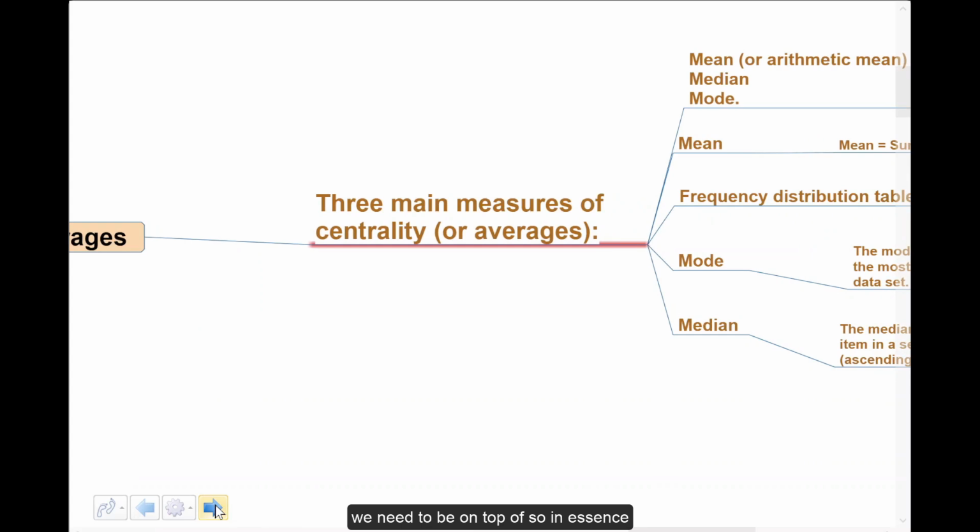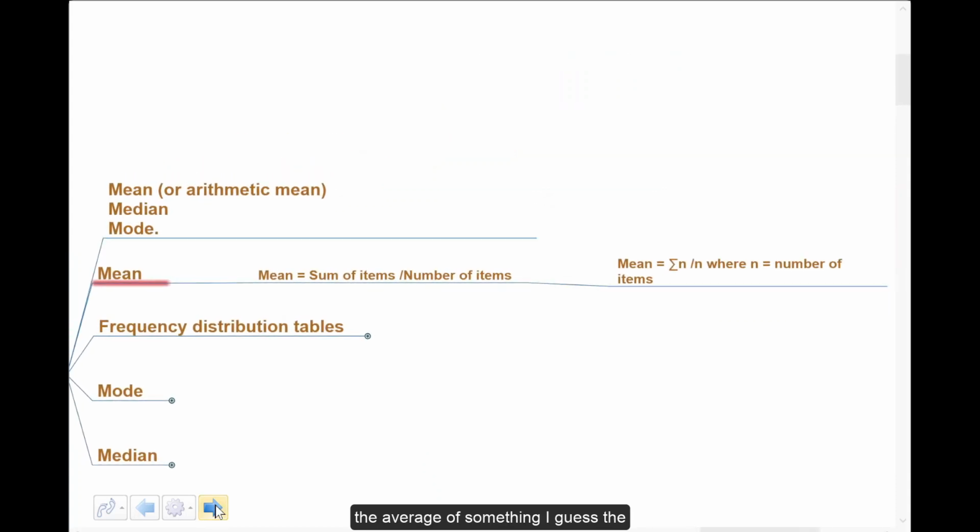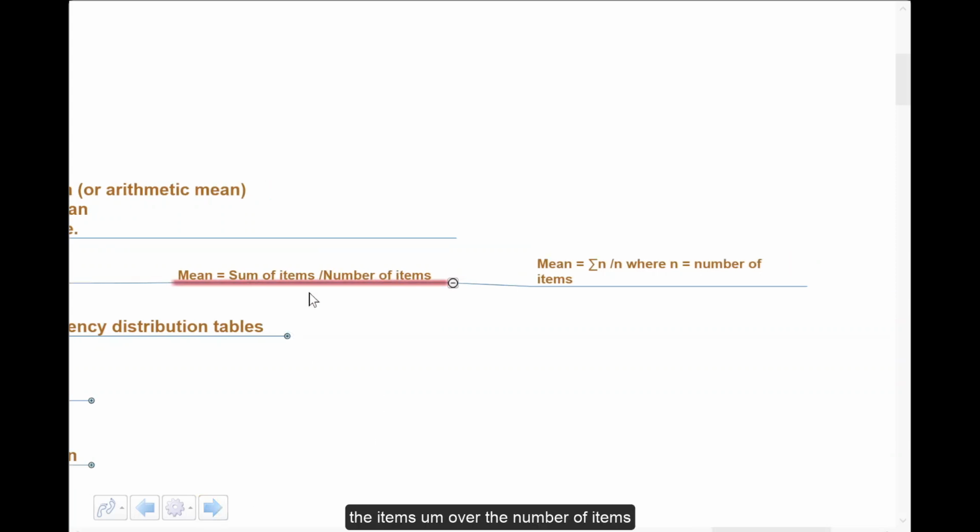Now, in terms of averages, there are several areas here that we need to be on top of. In essence, what the examiner will do is present us with scenarios and ask us to do the calculations. The calculations for mean, median, and mode are not overly complex. They're broadly all linked to the average of something. I guess the easiest one to think of is the mean. In terms of the formula, it's the sum of the items over the number of items, denoted by sigma x over n, with n being the number of items.